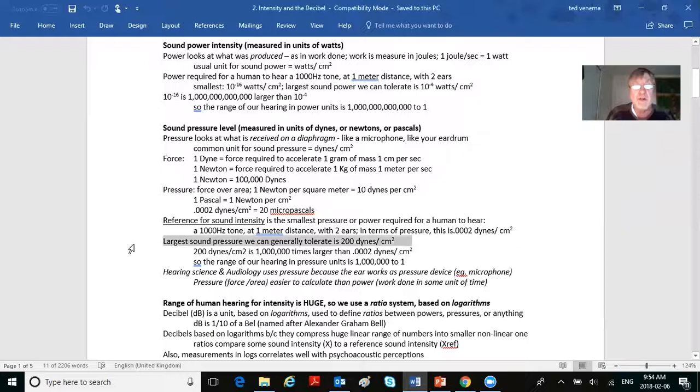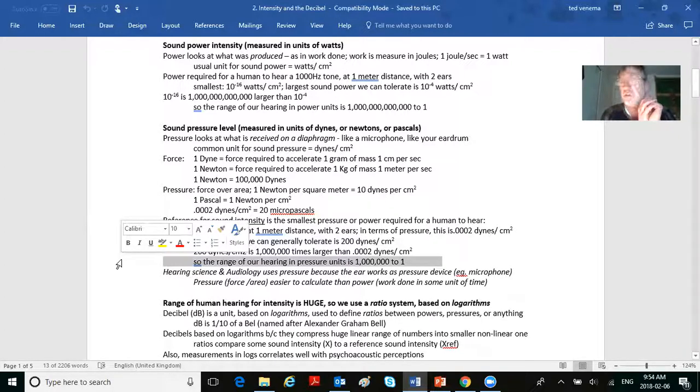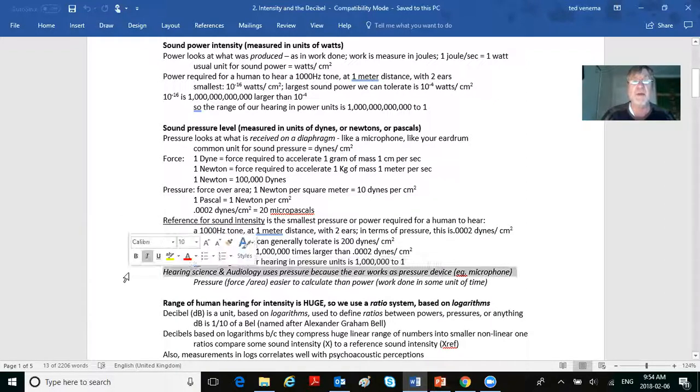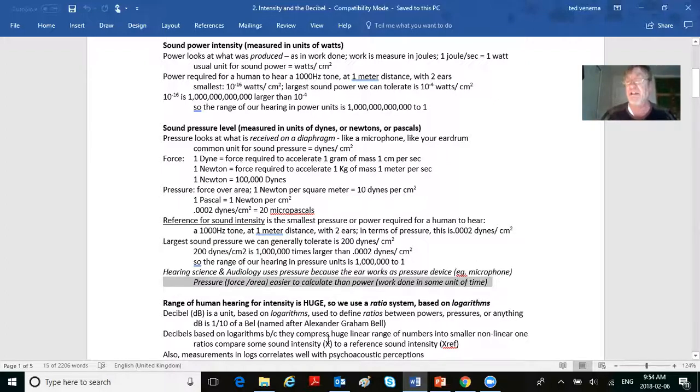And that's just simple, good old arithmetic, like we've all had in high school. So basically, if you're looking at the range in terms of pressure, it's 1,000,000 to 1. So here you go. The largest pressure you could tolerate was 200 dynes per centimeter squared. So 200 dynes per centimeter squared is 1,000,000 times bigger than 0.0002. So the range of our hearing in pressure units is 1,000,000 to 1. And look what it says in italics here. Hearing science and audiology uses pressure over power. We don't want to use power because the ear works like a pressure device, like a microphone. It receives sound waves. And pressure, force over an area, is also easier to calculate than power.